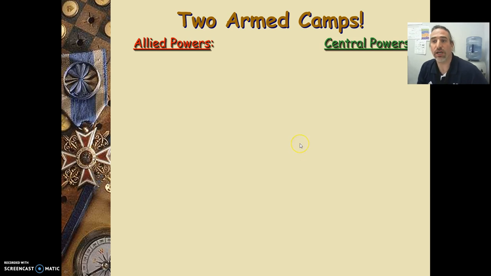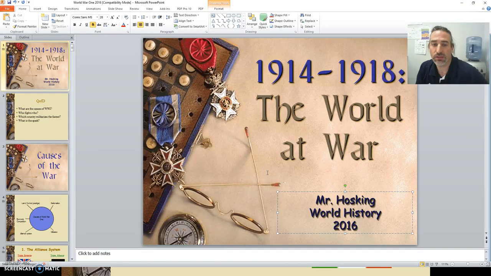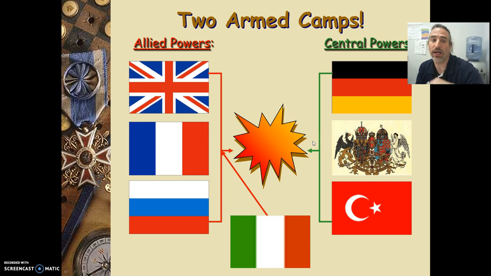But there's going to be a switch. Italy is going to swap sides. They're not very happy with what type of deal they're getting from Germany and Austria-Hungary. So they're going to swap sides. Oh boy, we didn't want that to happen. So we'll have four countries on the Allied powers: Great Britain, France, Russia, and Italy.